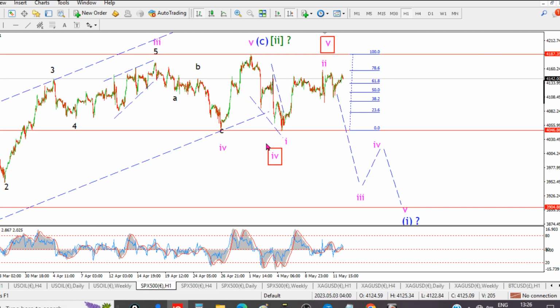Oh, let's get to the hourly count. Again, a possible wedge lower in wave 1. So that leading wedge pattern in wave 1. Maybe 3 waves up in wave 2. I just don't know yet.